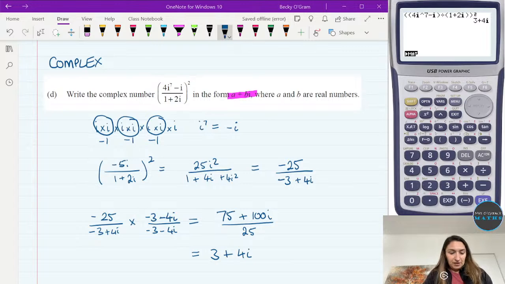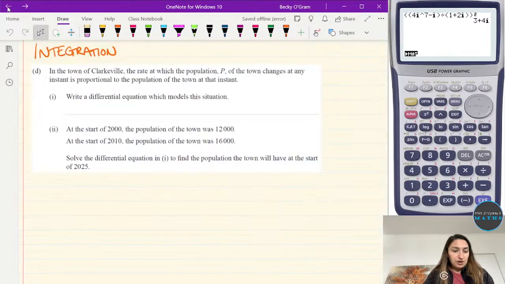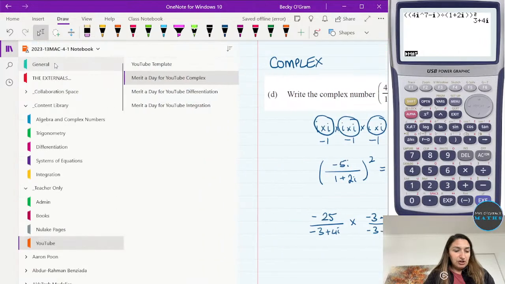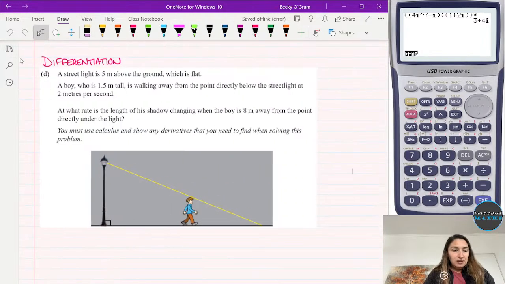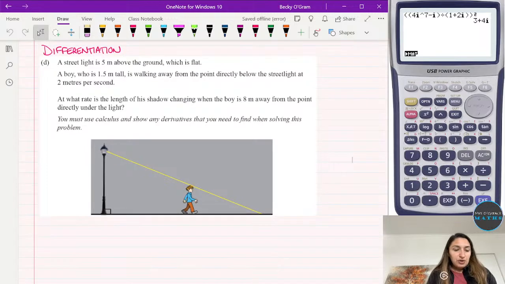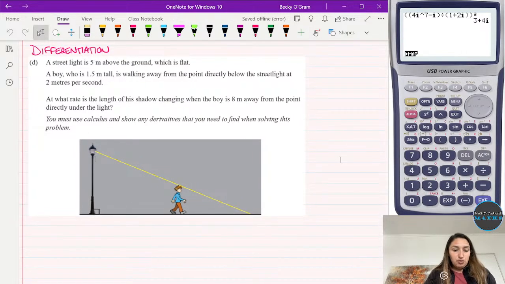Okay, let's go on to the next one, which is not integration, it's differentiation. Here we go. We've got this situation with a boy walking along. We've got the lamppost that's 5 meters tall. He's 1.5. So as he walks, his shadow is going to shrink. It's going to change as he's moving further away from that light. Would it shrink or would it get bigger? Not sure actually, but as he moves away, his shadow is going to change.